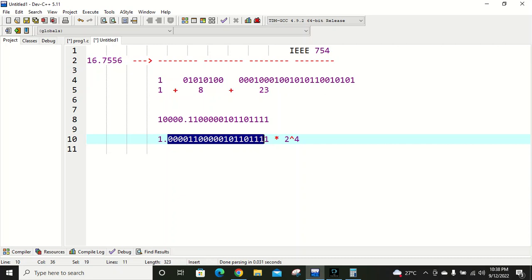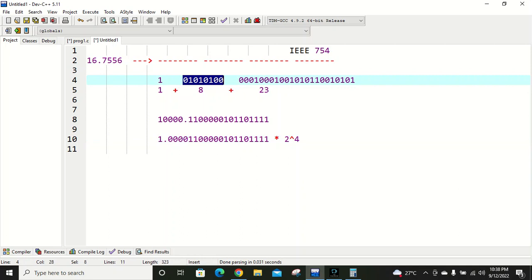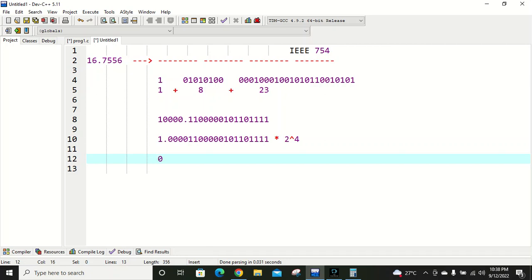So 4 we are going to represent here in these 8 bits, and this bit remains 0. So what I am writing, I can write that first bit is 0, that is the sign bit. After that we have to write the exponent. So here I have to write the number 4. 4 is going to be stored in 8 bits. So 1 2 3 4 5 6 7 8.